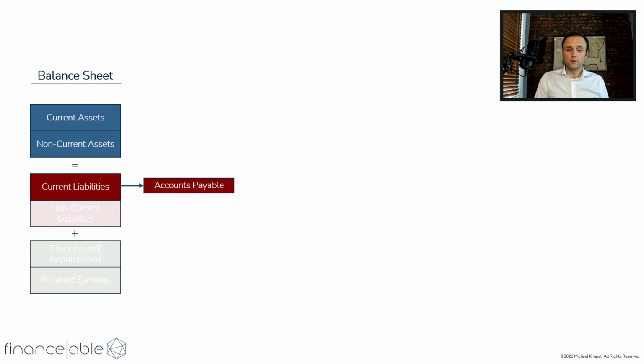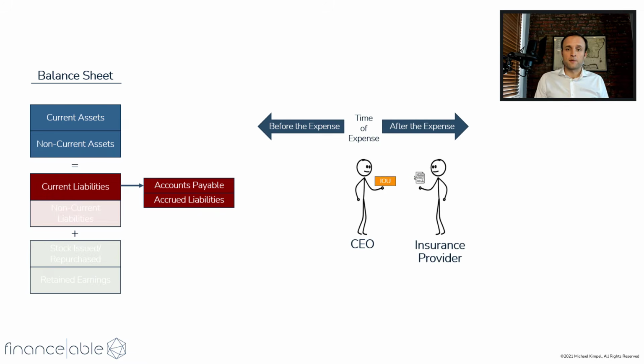After accounts payable, we have accrued liabilities. Accrued liabilities come about when we receive the benefit of some service, which is ultimately an expense for the business, and we have yet to pay it.